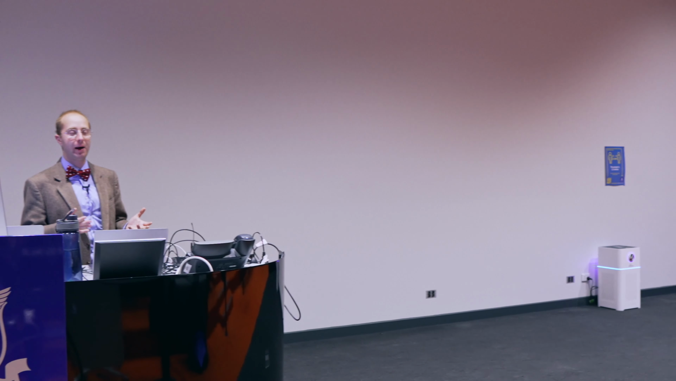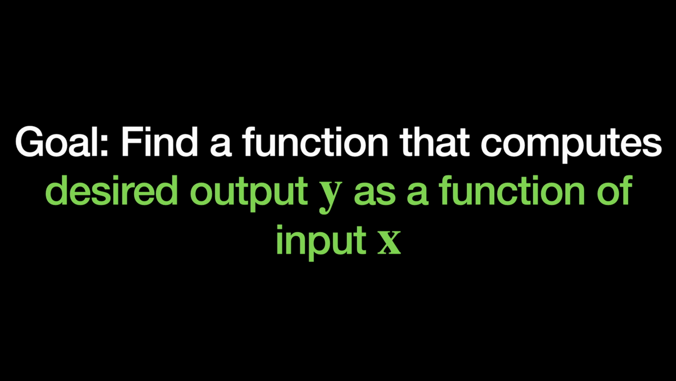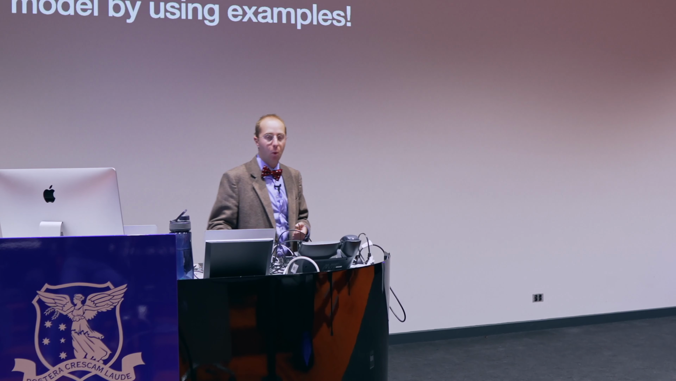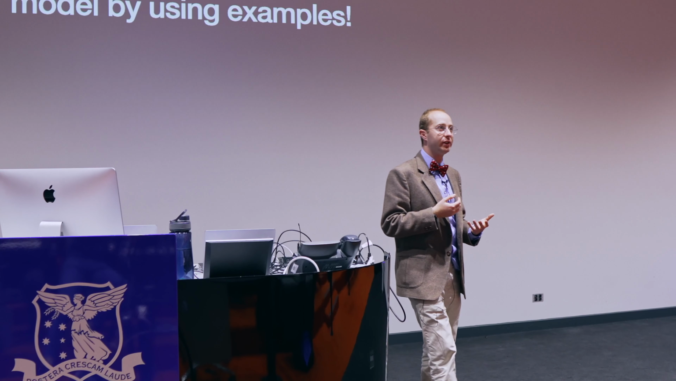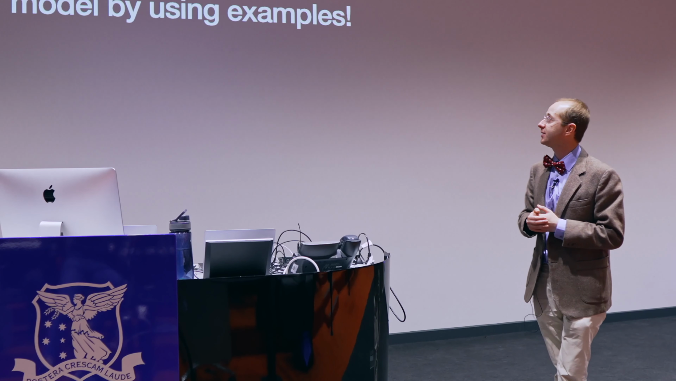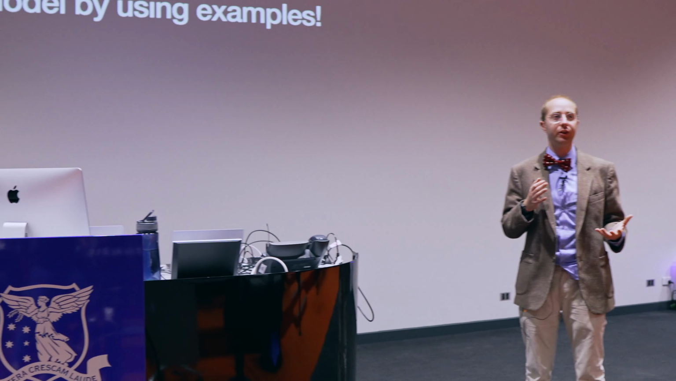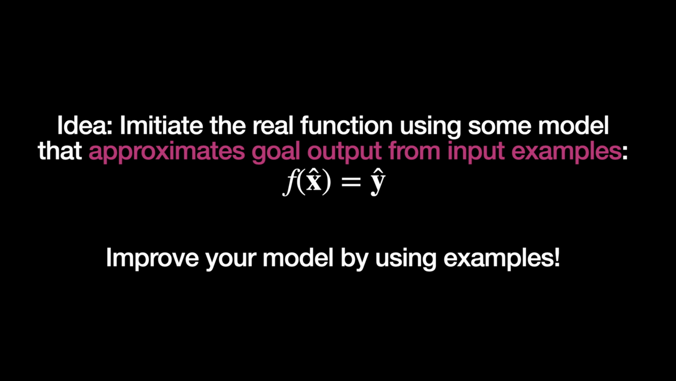The general schema of an optimization problem is: find a function that computes some desirable output y as a function of your input x. Now that seems a little boring. Isn't every function just like that? Well, yes, but optimization treats this in a particular way. One of the key ideas that we would use in a machine learning variant of an optimization problem would be to imitate the real function that is going to generate this output using some model that approximates the goal output on the basis of seeing input examples.